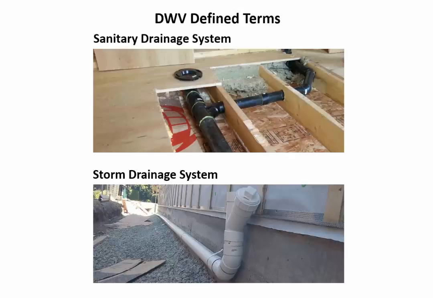Storm drainage systems convey liquid from roofs, parking lots, and other impervious surfaces. They often lead to a place of natural disposal, like a river or stream.